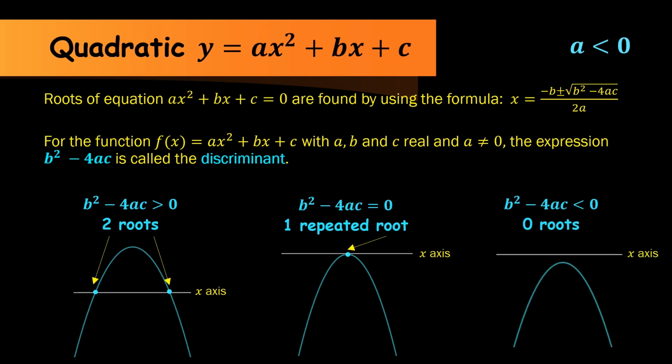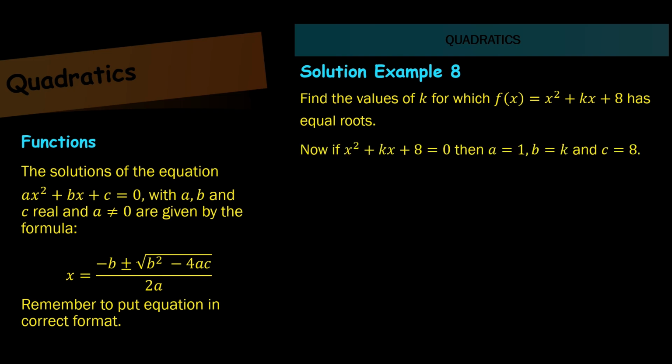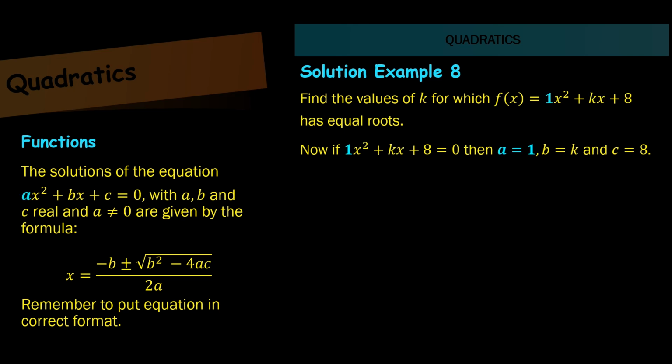Now take a look at an example. Pause the video and have a go. Press play when you're ready to view the solution. So let's solve this. We are required to find the values of k for which f of x equals x squared plus kx plus 8 has equal roots. Now if x squared plus kx plus 8 equals 0, then we have a equals 1, b equals k, and c equals 8.